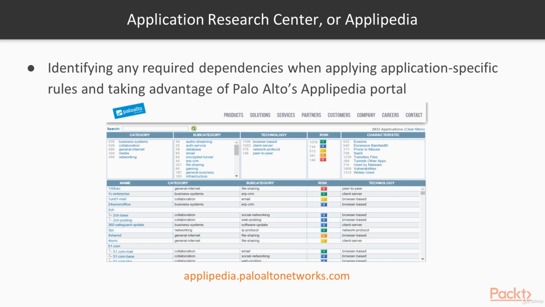We're here to take a look at Application Research Center, or Applipedia, and then identify what dependencies we might need to add to a specific group so we can allow the traffic, and the application object and group will be properly configured, and it will be effective once you apply the policy. So we're just going to get started, and we'll review Application Research Center and we'll go from there.